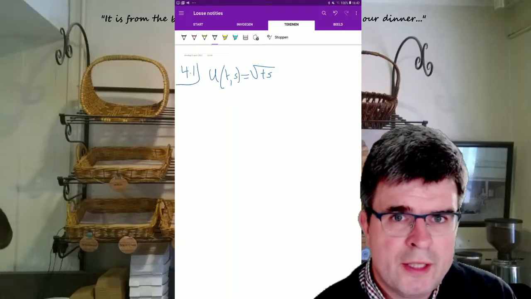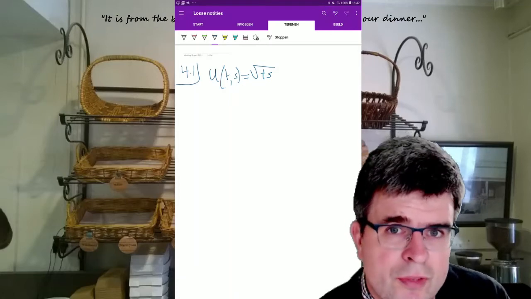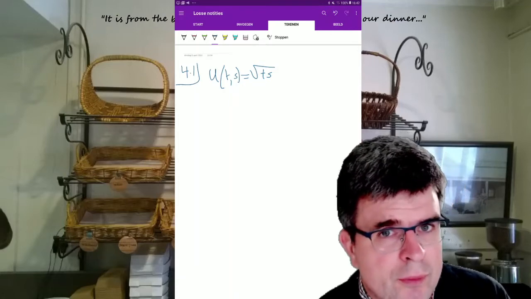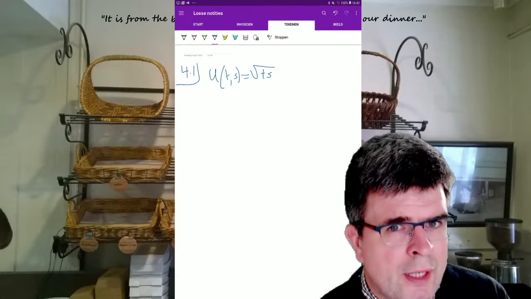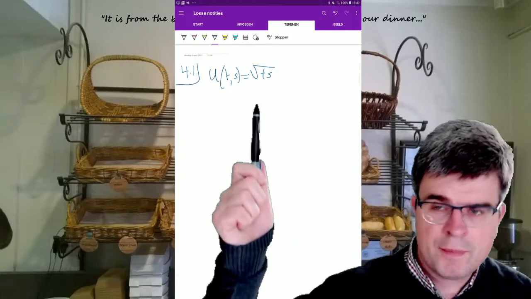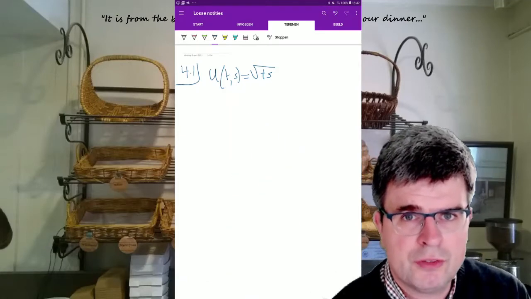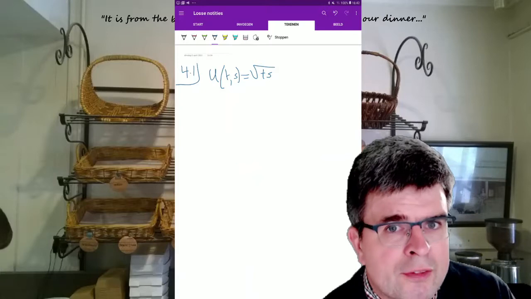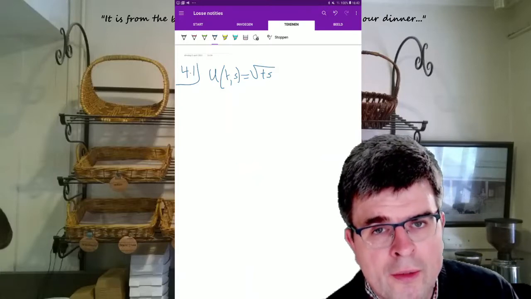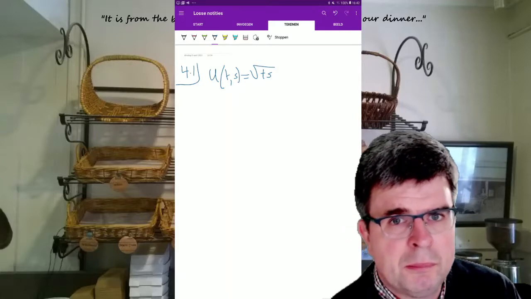Congratulations, now you're ready to solve the exercises of chapter 4. And we start with exercise 4.1, which is a very simple exercise with a very simple utility function. I've depicted it here. You recognize this as a standard Cobb-Douglas utility function, and you are asked to compute the optimal consumption bundle, so the equilibrium consumption bundle.